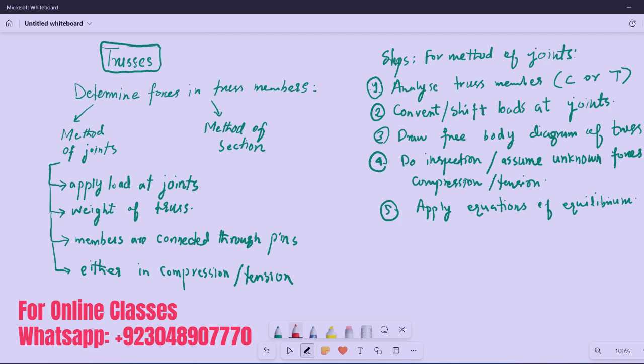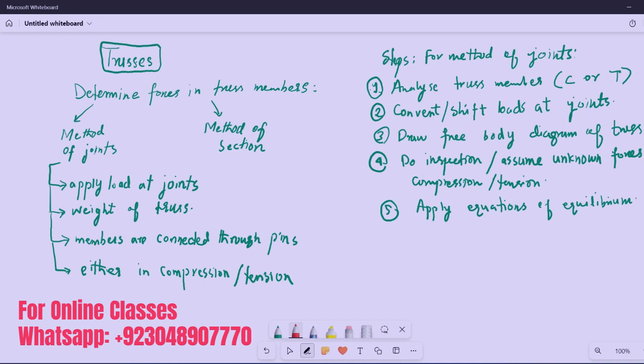In inspection, because we assume that in our truss the members could only be in either tension or compression, we have only two choices. So based on this, we are just going to assume it. Even if your assumption is not correct, later on you will get the opposite sign and you can change it. It's not a problem.